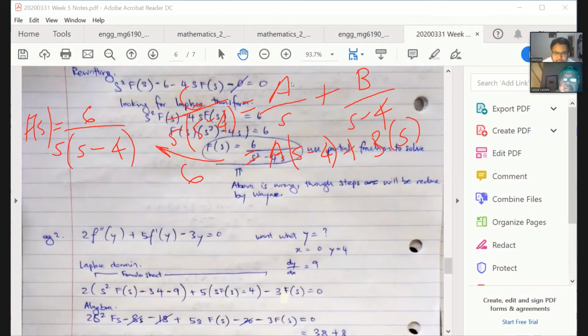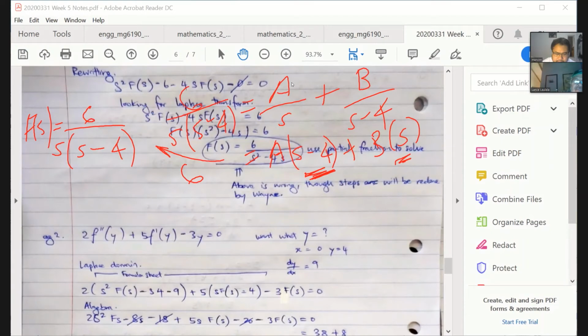Am I being too fast? No, I get where you're going. And the way you guys do it is very good, it's fast. You look at these two factors here. You say when s is 0, the B term will disappear, and when s is 4, that makes this one 0, so the A term will disappear. Okay, so let's write it down.